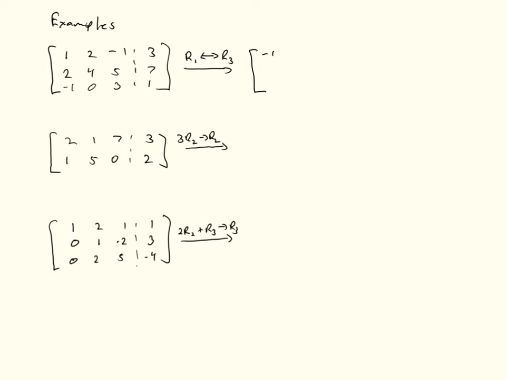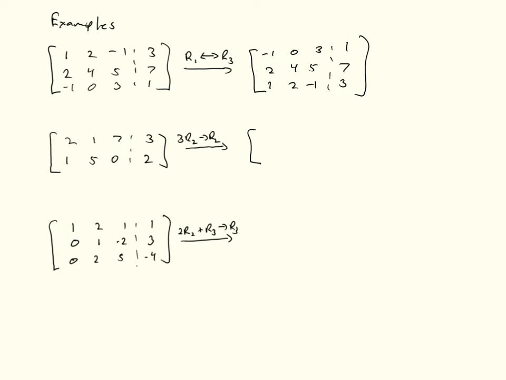So it's going to be -1, 0, 3, and then the 1. The second row is going to stay the same, 2, 4, 5, and 7. And then what was the first row is now going to be in the third row. So I'll have a 1, 2, -1, 3. So that's what it looks like when we interchange two rows. We just took the entire row 1, moved it down to row 3, and we took row 3, moved it up to row 1.